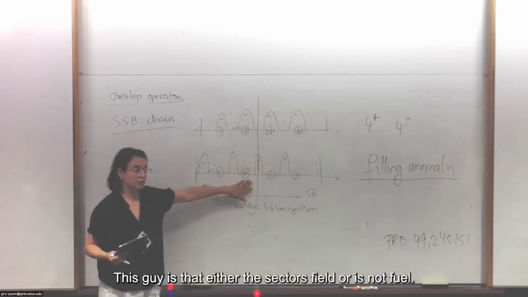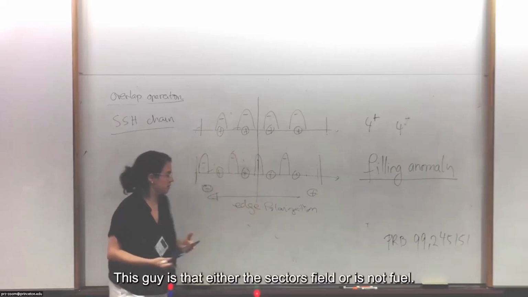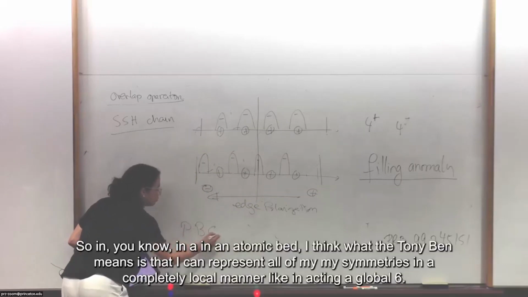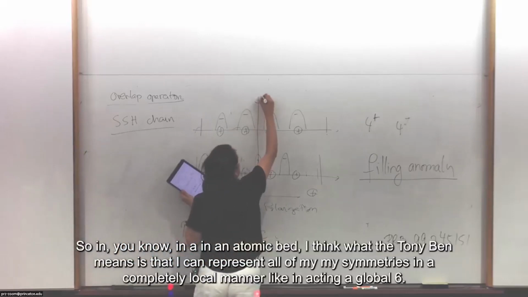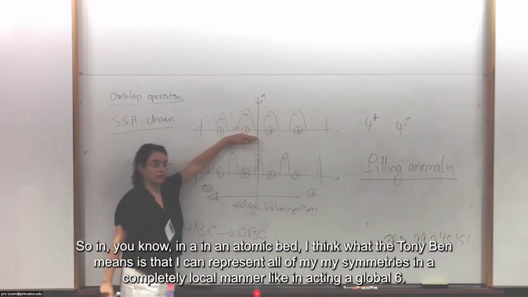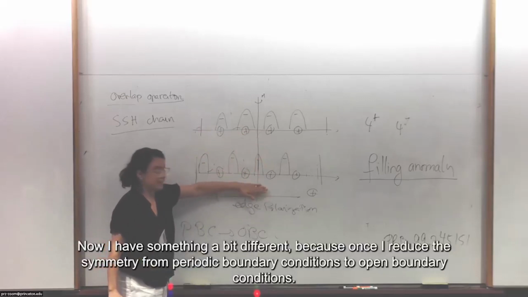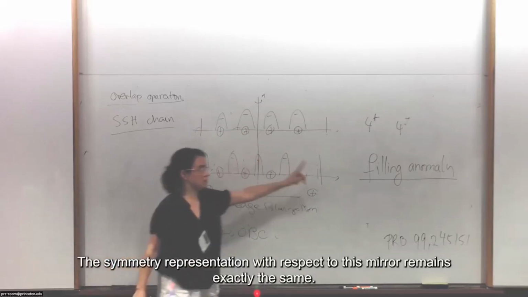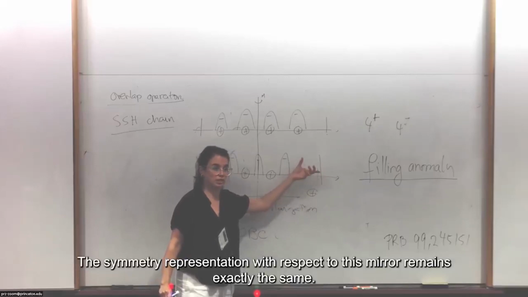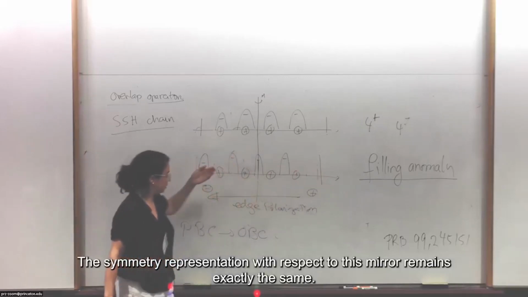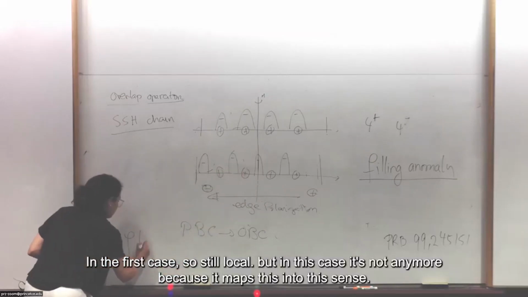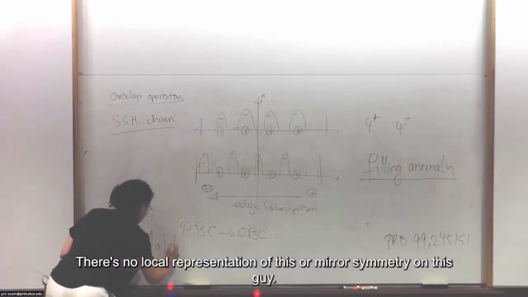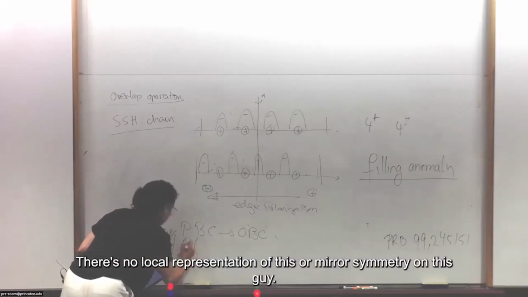Now I have something a bit different, because once I reduce the symmetry from periodic boundary conditions to open boundary conditions, the symmetry representation with respect to this mirror remains exactly the same in the first case, so still local. But in this case, it's not anymore, because it maps this set into this set. So there's no local representation of mirror symmetry on this one. So the representation of the mirror with respect to the origin is going to be different with open boundary conditions than with periodic boundary conditions.